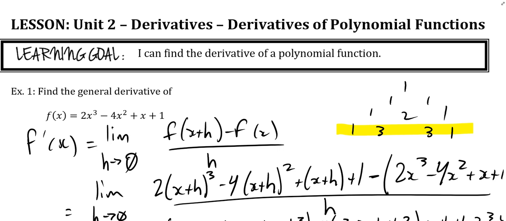We touched on derivatives in the last unit. We talked a lot about limits, and limits are the fundamental building blocks of derivatives, but the derivative is an important thing, finding the slope of a tangent, right? So we're going to do more derivatives, and today we're looking specifically at polynomial functions.